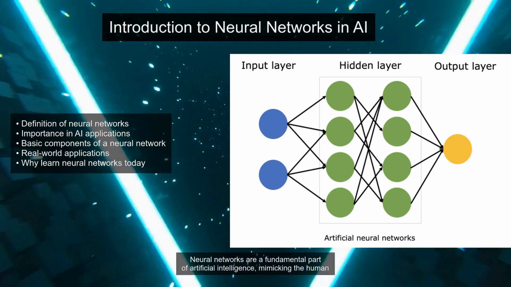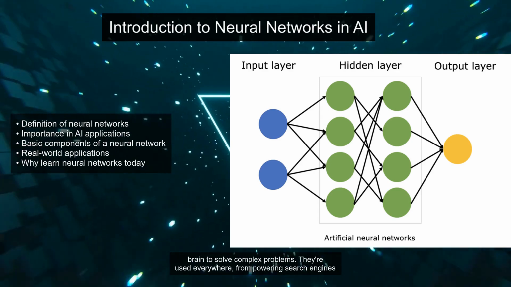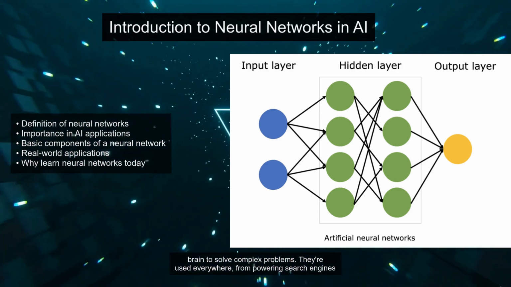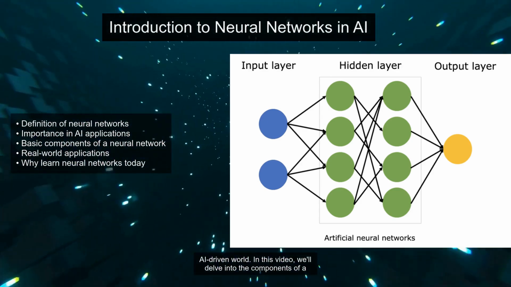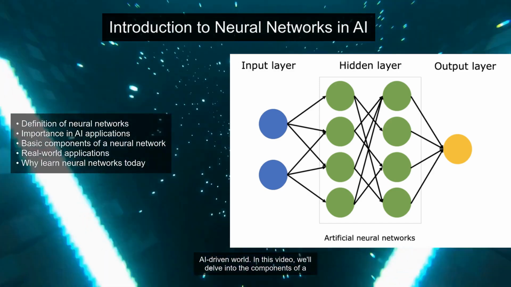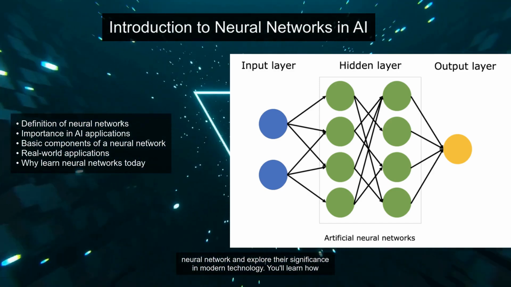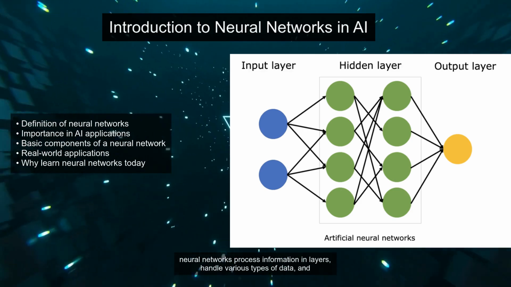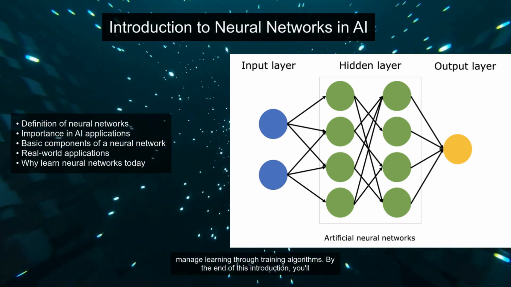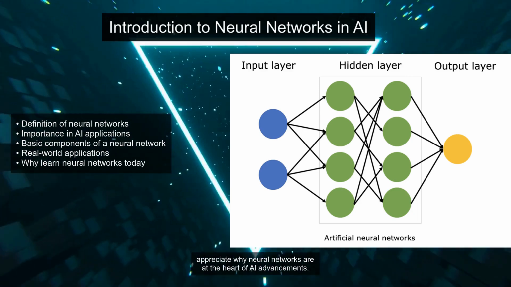Neural networks are a fundamental part of artificial intelligence, mimicking the human brain to solve complex problems. They're used everywhere, from powering search engines to enabling voice recognition systems. Understanding neural networks is essential in today's AI-driven world. In this video, we'll delve into the components of a neural network and explore their significance in modern technology. You'll learn how neural networks process information in layers, handle various types of data, and manage learning through training algorithms. By the end of this introduction, you'll appreciate why neural networks are at the heart of AI advancements.